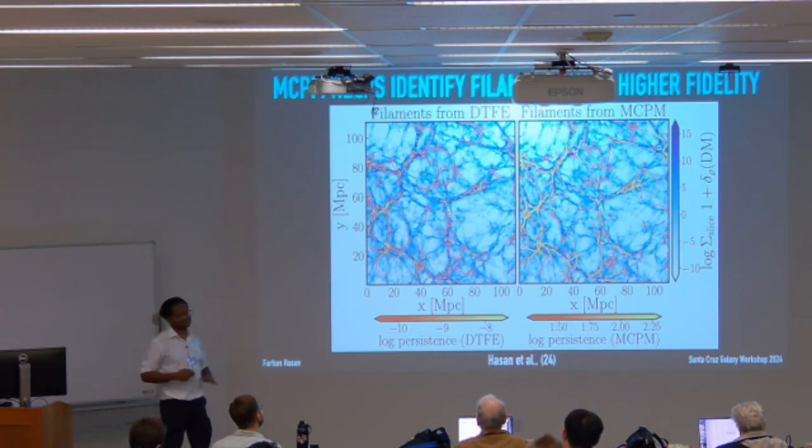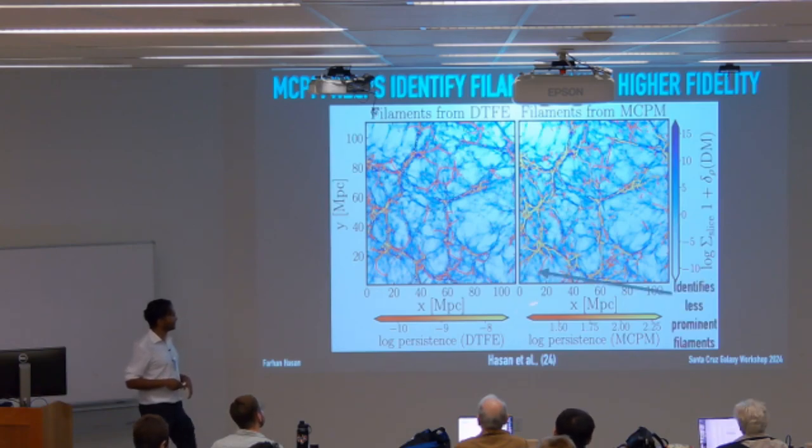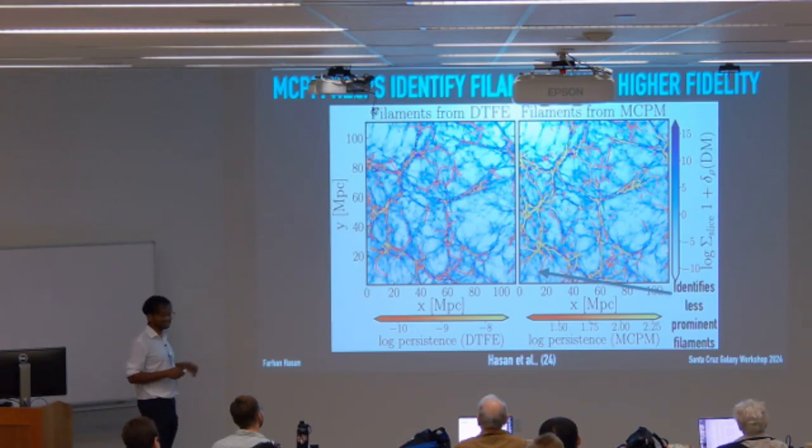You can see that despite the same input tracers in the galaxies, there is quite a significant difference in the identified filamentary structure, particularly with the MCTM method. We can identify less prominent filaments, such as this one, that nevertheless trace overdense cosmic regions that the DTFE-based method misses. And this actually has a huge effect on what we find to be the connection between the filaments and galaxies, right?